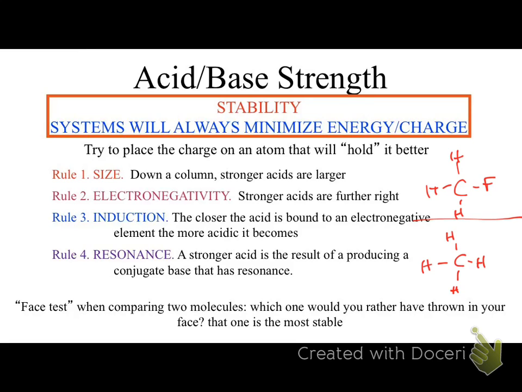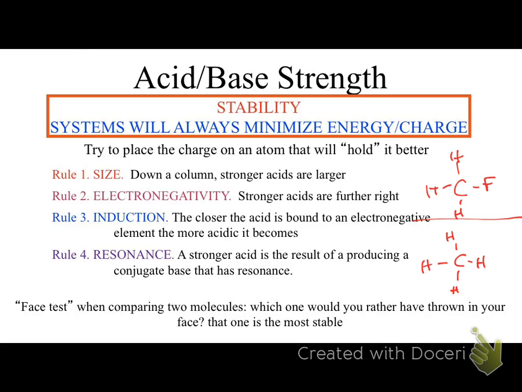on carbon. Does carbon like a negative charge? No, why not? Two reasons. Low electronegativity, and how big is it? It's not very big at all, so it can't stabilize that charge. So that's not going to be very acidic to begin with. Okay, but let's set that aside. If we remove this hydrogen, we're still putting that negative charge on a carbon atom.